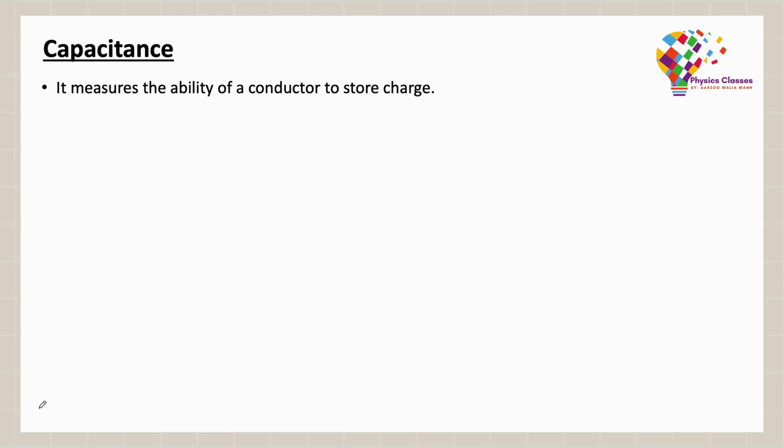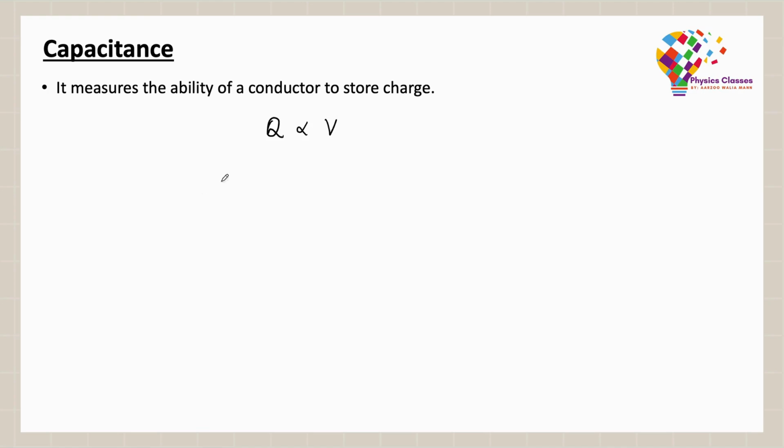What exactly is capacitance? So capacitance is the ability of a conductor to store charge. Now suppose you take a conductor and you apply a potential difference. The amount of charge that the conductor will get will be directly proportional to the potential difference that you apply. So the greater the potential difference you apply, the greater the charge that your capacitor will hold.